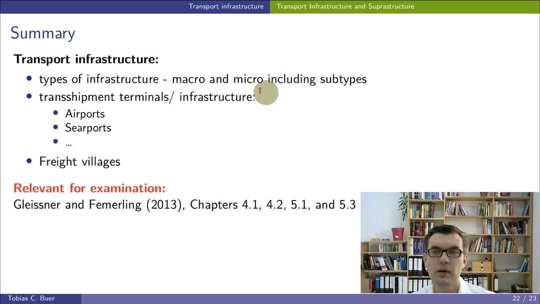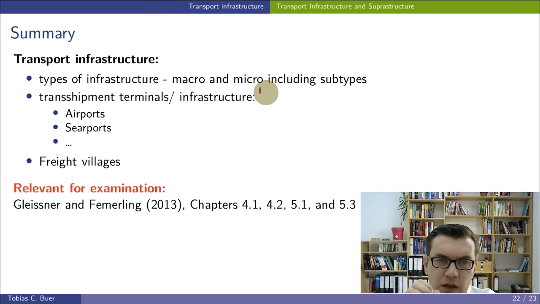So now let's sum up this lecture. We introduced transport infrastructure. In particular, the main differentiation is on the macro and micro level, but for the macro and the micro level we had several sub-levels, subtypes of infrastructure. And we had a closer look at different types of transshipment terminals.